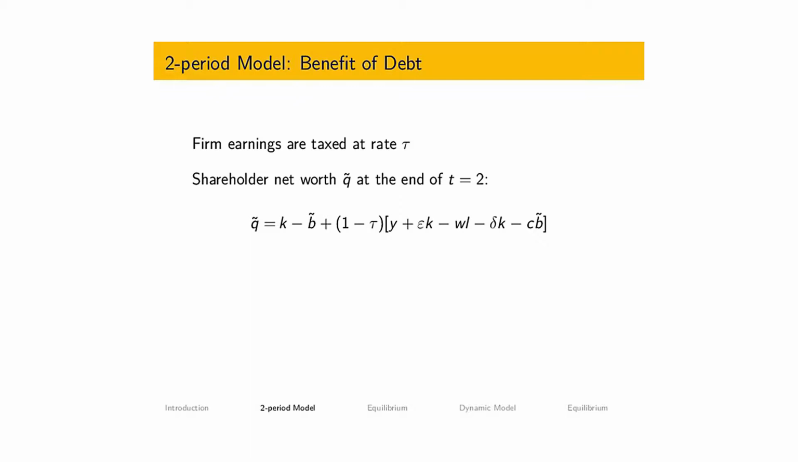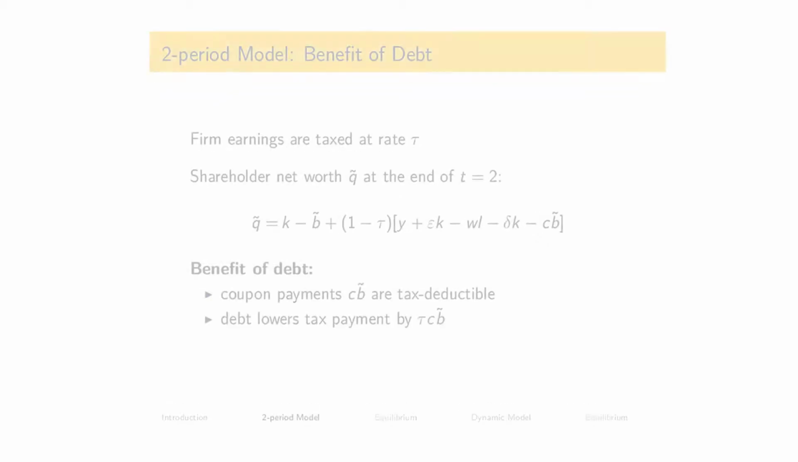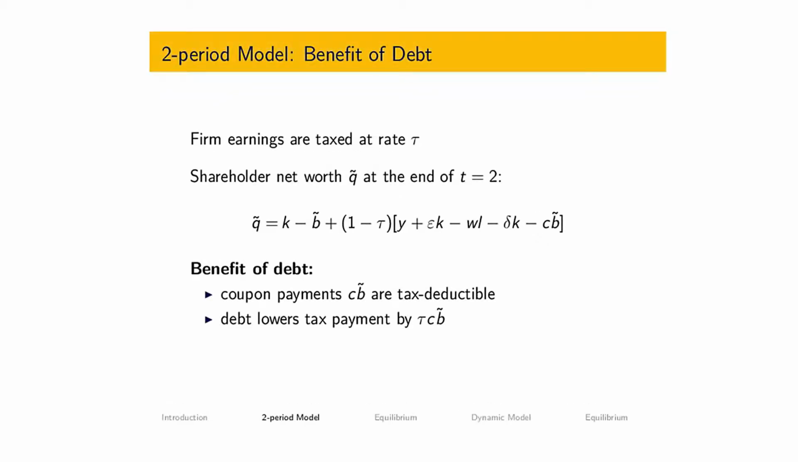And the nice thing about debt is that you can deduct these coupon payments before you get taxed from your taxable income. And this means debt is a way to channel earnings to investors without facing this corporate income tax. This is the only reason why firms in this model like debt in the first place.